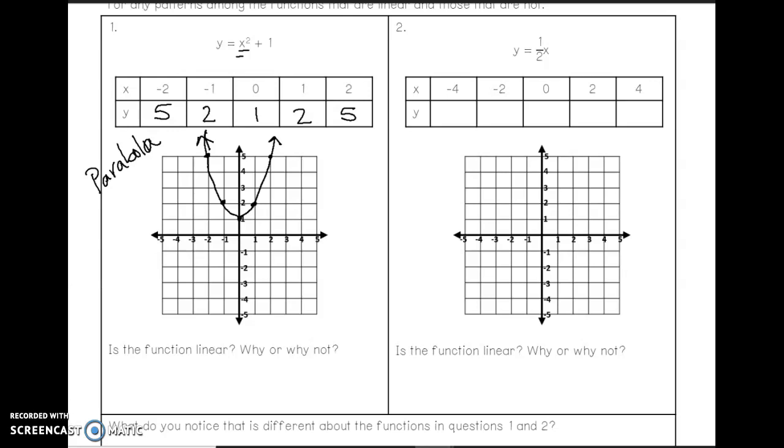Okay, so then let's just very quickly look at this other one, and then we can talk about how they compare. y equals 1/2 x. If I put in negative 4, I would get negative 2. Negative 2 would give me negative 1. 0 would give me 0, 2 would give me 1, and 4 would give me 2. Right? Again, it's a function, one output for every input, and I can go ahead and graph that.